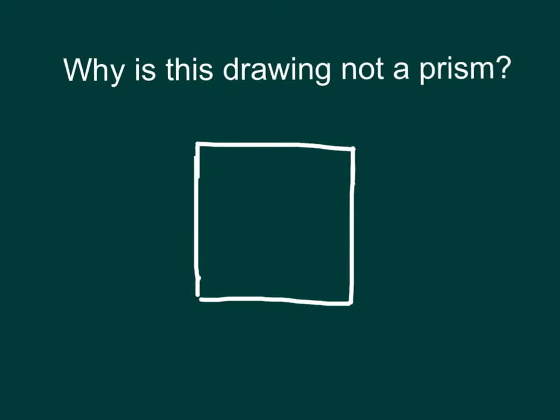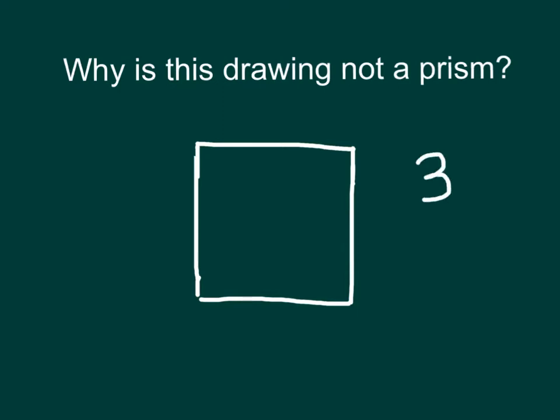On the screen, you'll see a square. Why is this drawing not a prism? Whisper to your partner. Great thoughts. This drawing is not a prism because it's two-dimensional or flat.